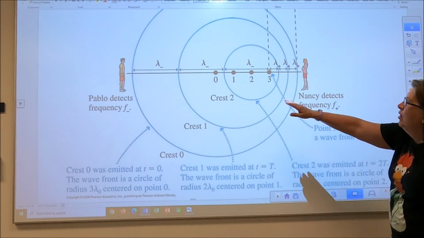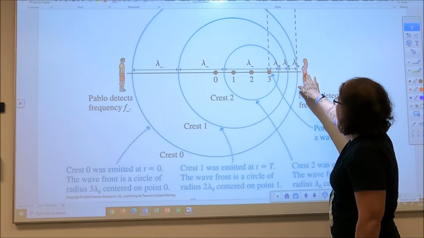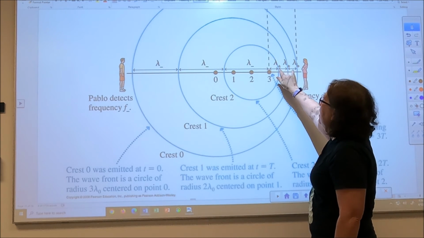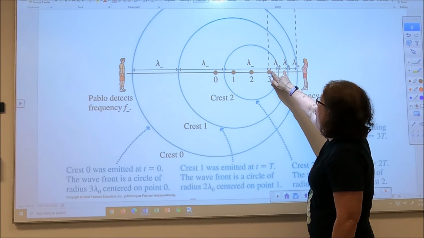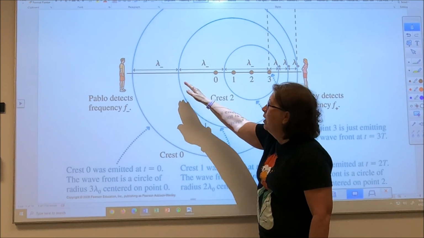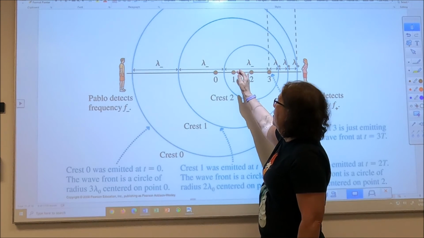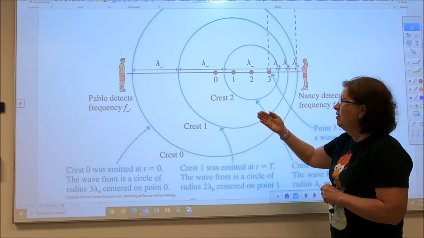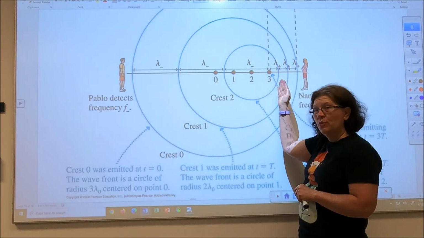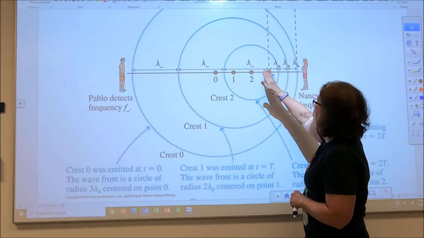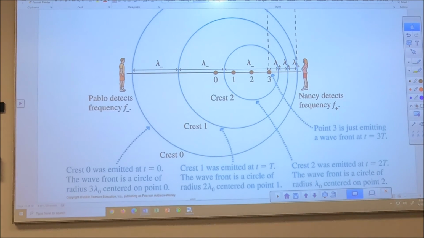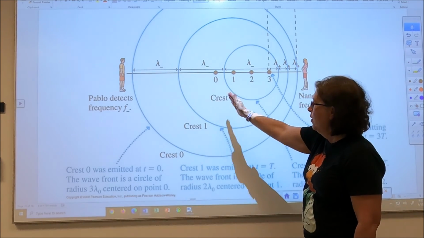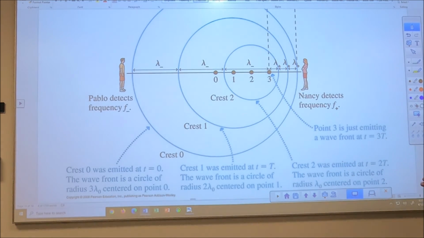Okay? Now, the source is moving toward Nancy. So from her point of view, the wavelength is fairly short. But because it's moving away from Pablo, from his point of view, the wavelength is very long. Because before it makes the next disturbance, it's moved out. Before it makes the next disturbance, it's moved toward. So the crests emitted at time 0, time 1, time 2, from Pablo's point of view, are much further apart than they are from Nancy's point of view.